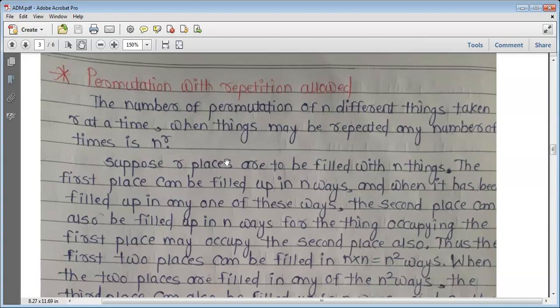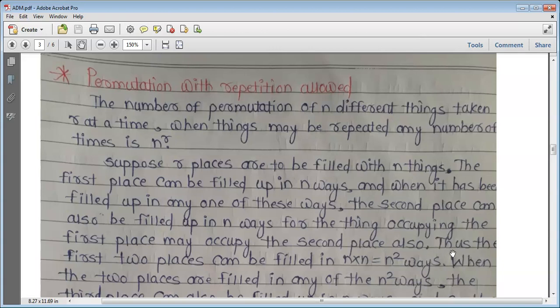Let us suppose there are r places and we have to fill these places with these n things. Then the first place can be filled in n ways, since there are n possibilities for the first place. As here we have repetition allowed, the second place also has n possibilities. When the first place has been filled in any one of these ways, the second place can also be filled in n ways, for the thing occupying the first place may occupy the second place also, since we have allowed repetition.